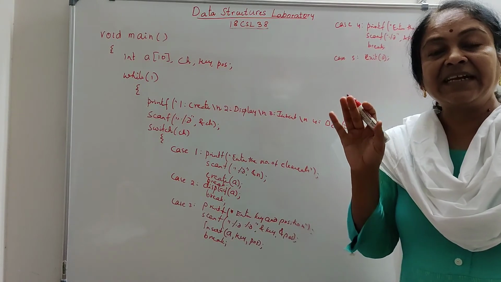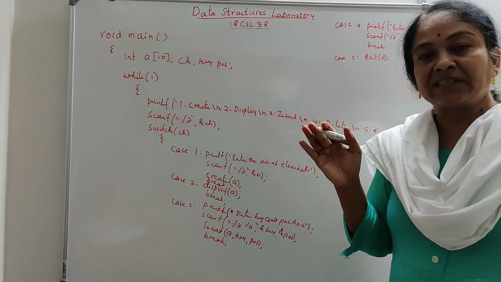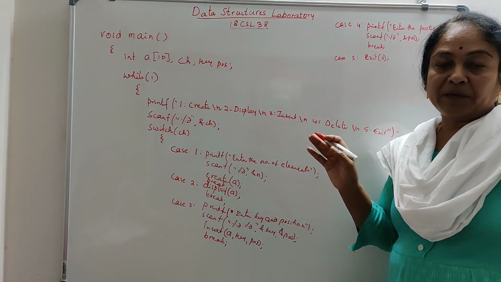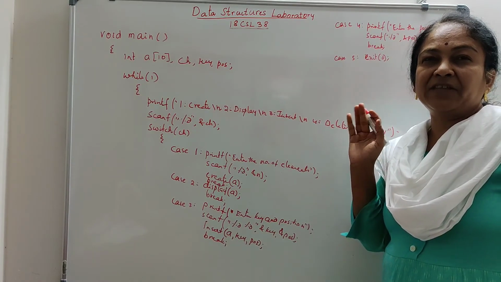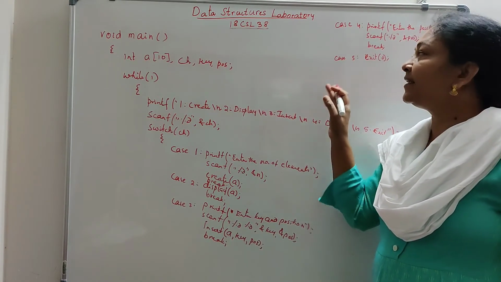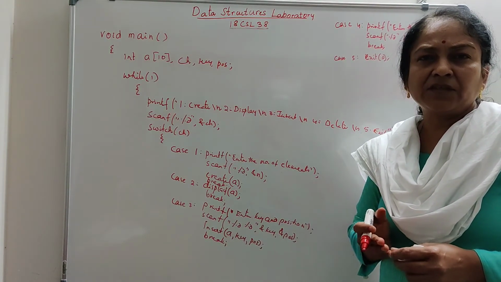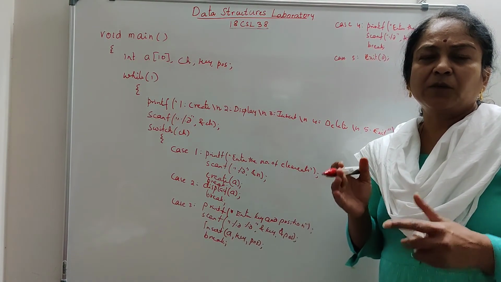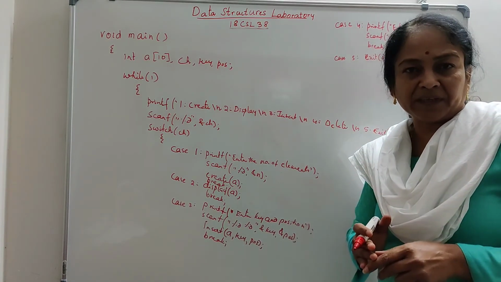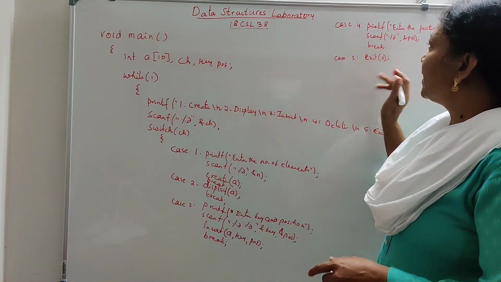Exit of 0 says that our program has been executed successfully and we are exiting from the program. If you met with any error or something like that, then you write 1. Like suppose in dynamic memory allocation, you can't allocate the memory. So for that purpose, you want to stop the program abruptly. Then in that case, you'll write the exit of 1.